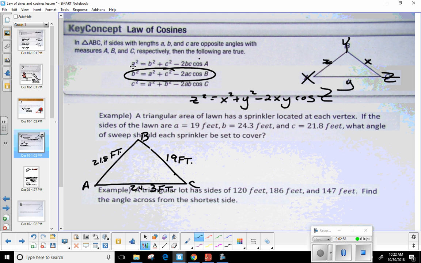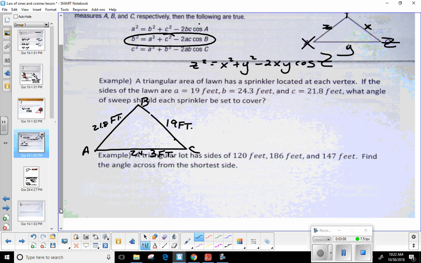How far did we get with this one? Did we finish it? So we were almost there. We only wrote it out. Okay, so let me go ahead and catch up to you guys real fast. We were talking about a triangular area of a lawn, and we want to know all 3 angles that the sprinkler heads need to rotate in.